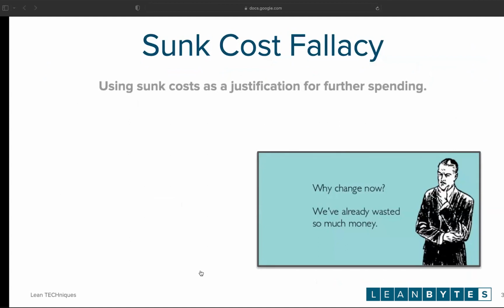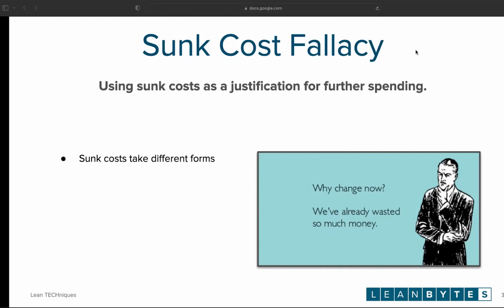Basically, this is using a sunk cost as a justification for further spending. A sunk cost really is just something that has been incurred and can't be recovered. And these take different forms, right? It's not just money. Most of the time we think about this in terms of, oh, we've already spent $2 million on this project. We may as well finish it because we have so much invested.